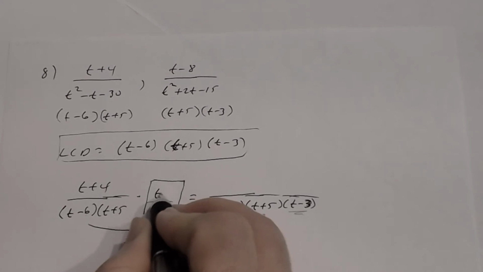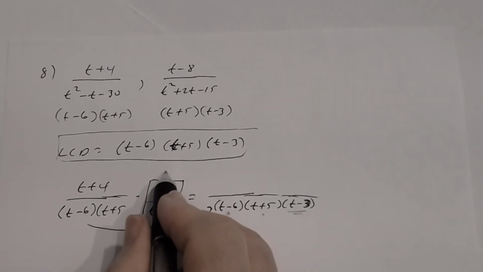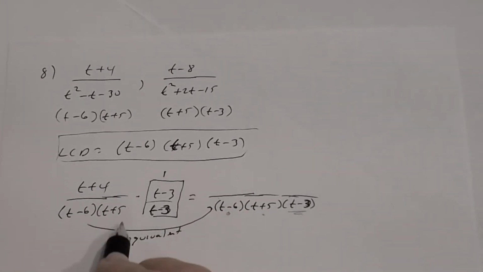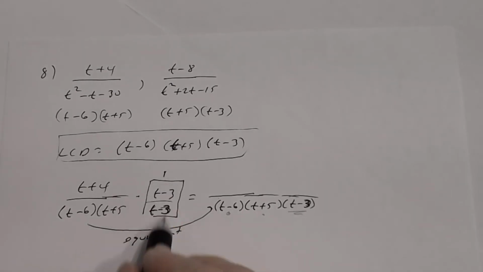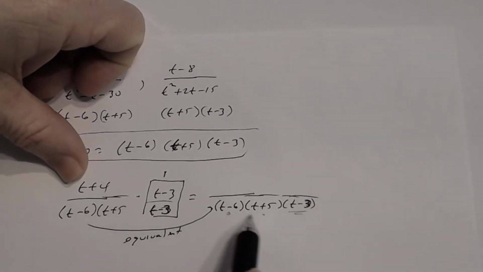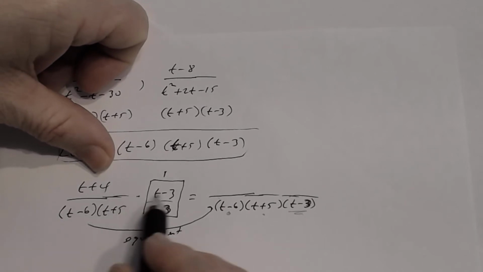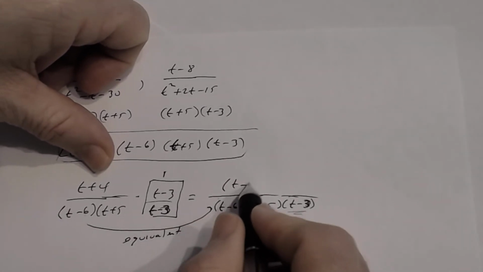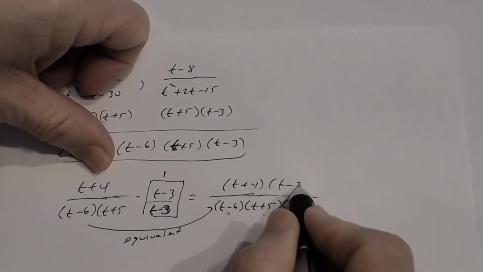Okay, t minus 3. Because remember, t minus 3 divided by itself is 1. So whatever you multiply this by, that fraction will reduce, still better be a 1. And so now what we have is that this times this times this is this, and then the numerator is just these 2 binomials multiplied together. So t plus 4 times t minus 3.